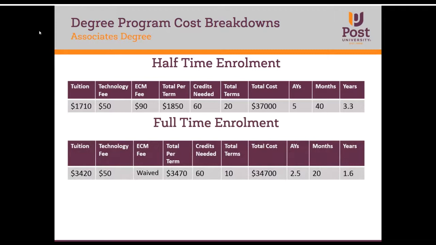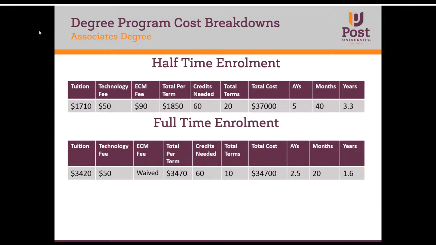So for full-time students, the cost is obviously doubled for tuition because they're taking 2 classes. The technology fee remains the same because that's per term. The good news here is that your electronic course material fees are waived. So every term you save $180.